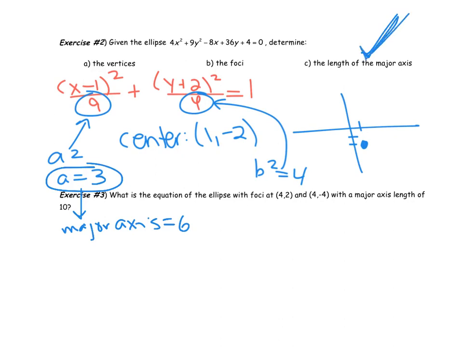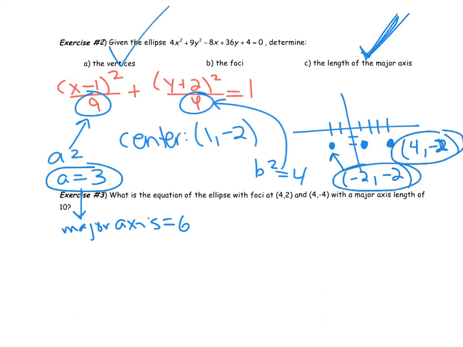So I'm going to sketch. We have 3 units, 1, 2, 3. So I'll have a point here, and then 1, 2, 3. That's here. So those points for the vertices are at 4, negative 2. Sorry, 4, negative 2. And we're at negative 2, negative 2. Okay, so these are my points for the vertices. So that answers this question.